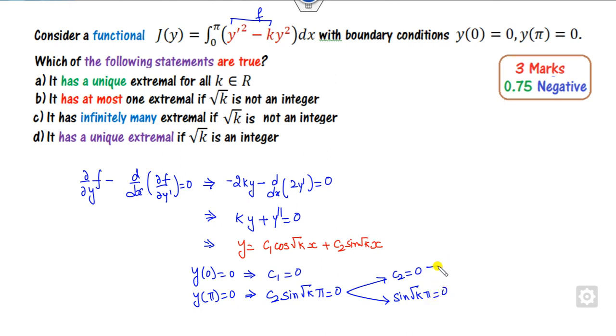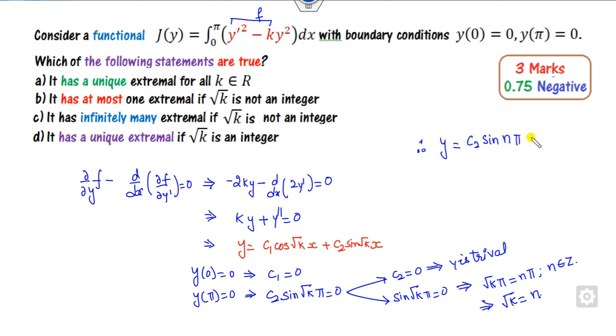What is the meaning of that? If c2 is 0, then y is my trivial solution, but there is no trivial solution here. So it means we can't take c2 as 0. So if sine is 0, what is the meaning of that? Root k pi is nothing but n pi, where n is an integer. So root k is nothing but n. So y is nothing but c2 sine of n pi x, provided n is an integer.